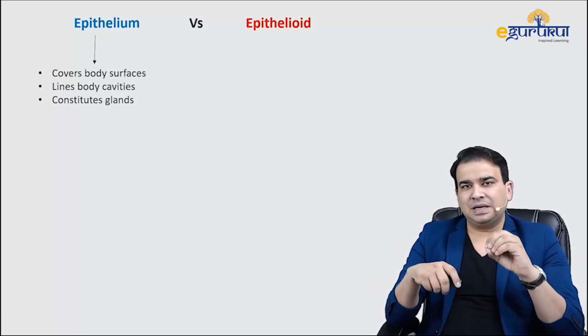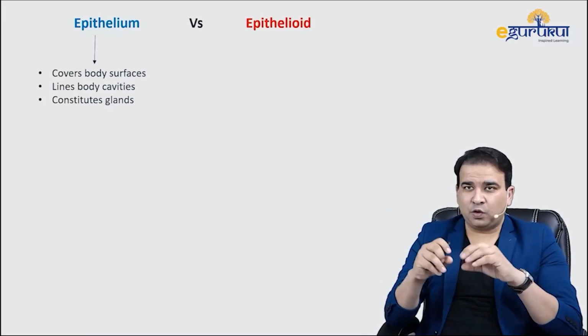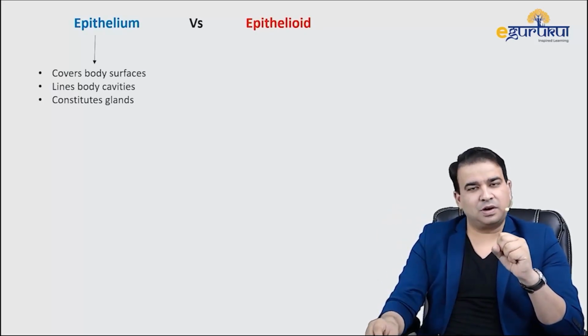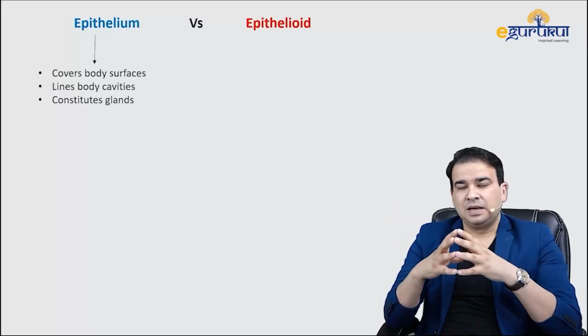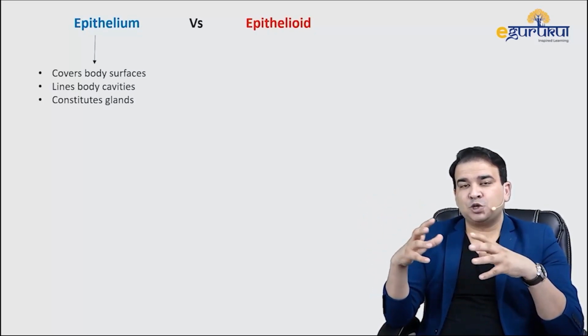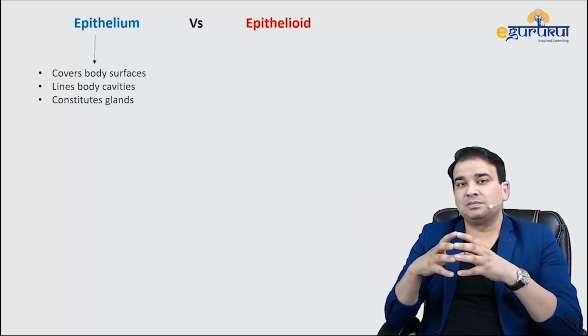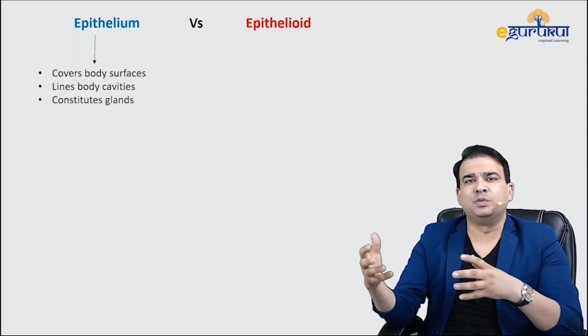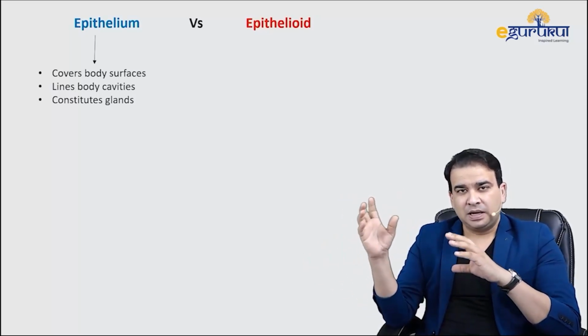Now how is epithelium different from epithelioid? Now when you say epithelioid, I'm sure you must have heard of this epithelioid in pathology also. But that epithelioid is the aggregation of macrophages in response to some particular cell injury or certain kinds of tumors. So that's a different epithelioid.